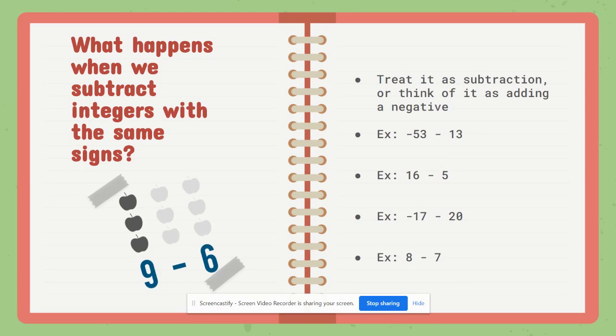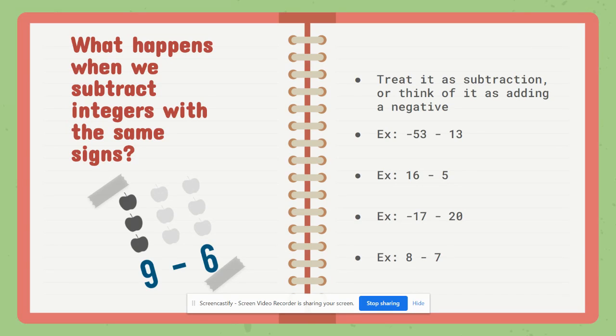Now, what happens when we subtract integers with the same sign? Well, you can either treat it as regular subtraction, or you can think of it as adding a negative. So in our first example, it's negative 53 minus 13. A lot of you are going to try to tell me that the answer becomes negative 40, and that is not correct. All right.